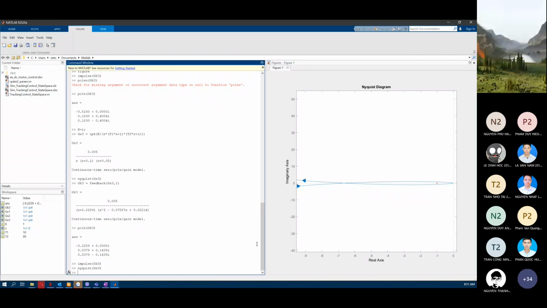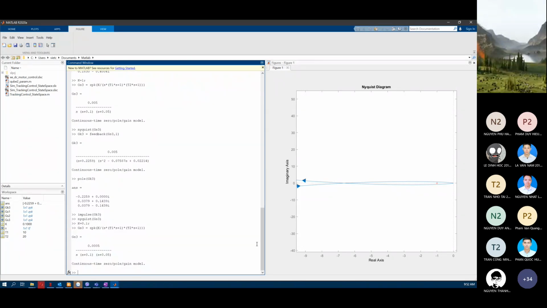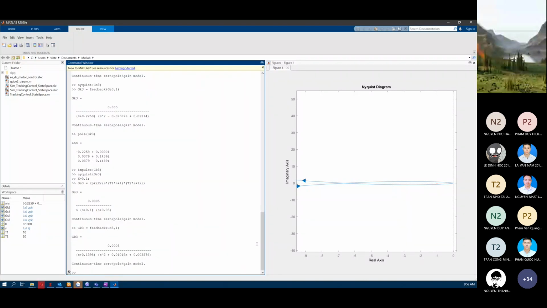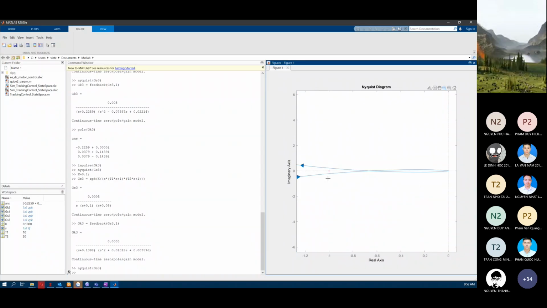Small k, let's see. Okay, k equal to 0.1 and G(s)3 here, G(k)3 here. Yes, Nyquist G(s)3 now. Okay, now this k is not encircling the point -1. Then the closed loop system is stable here.